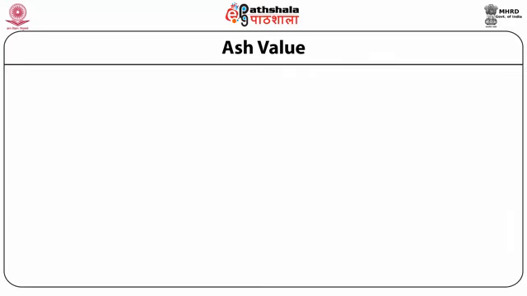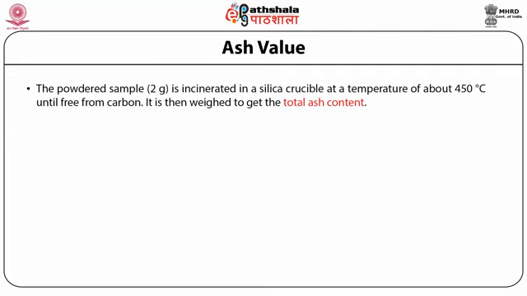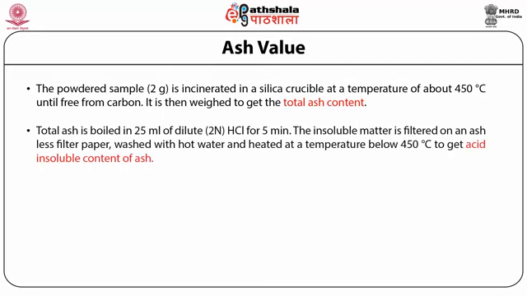The next set of parameters under physical evaluation consists of ash value. We have different types of ash values like total ash, acid insoluble ash and water insoluble ash. In addition to this, we have sulfated ash also, which is recorded at a higher temperature. In these experiments, the sample of the crude drug or purified compounds is incinerated in a silica crucible at a temperature of about 450 degrees Celsius so as to make it carbon free, and then the total ash is measured.